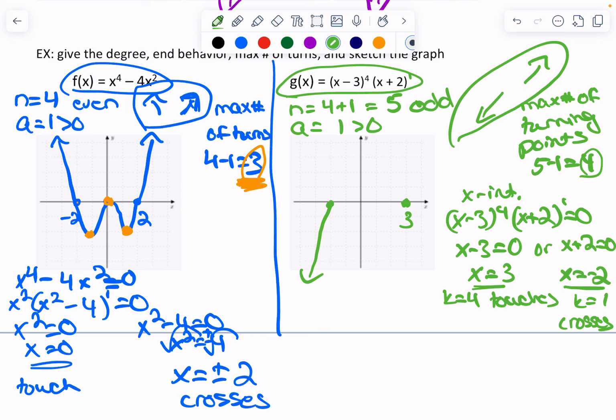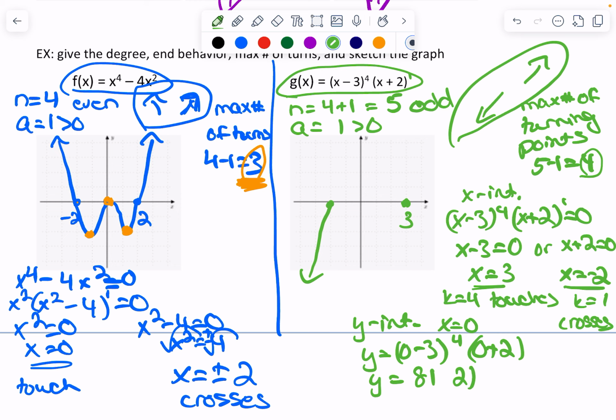And actually, let's do the y-intercept just in case we get one that works. So for the y-intercept, x equals 0. y equals 0 minus 3 to the power of 4, times 0 plus 2. I don't think so. Because when we do this, 3 to the power of 4 is going to be 81 times 2, which is 162. So that's not going to be sketchable. Okay, so we're going to go up here to the 162, then come down at 3. It touches and goes the other direction. So that's how you graph that.